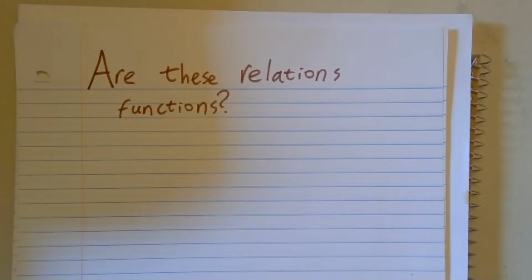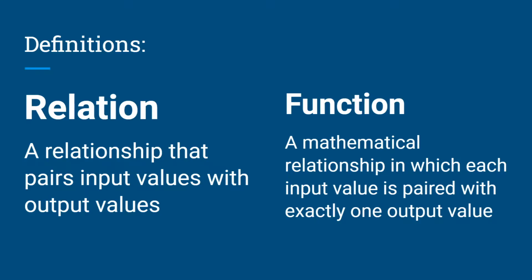In this video, we're going to look at some relations and decide if each of them is a function or not. So to start with, let's put up some definitions. A relation is a relationship that pairs input values with output values. And a function is a special kind of relation. It's a mathematical relationship in which each input value is paired with exactly one output value.